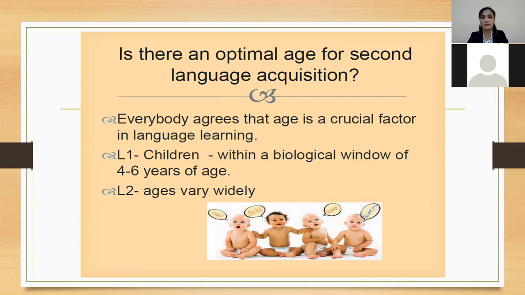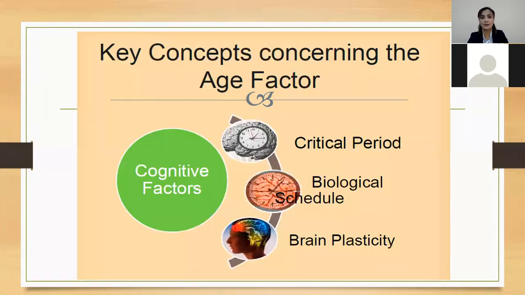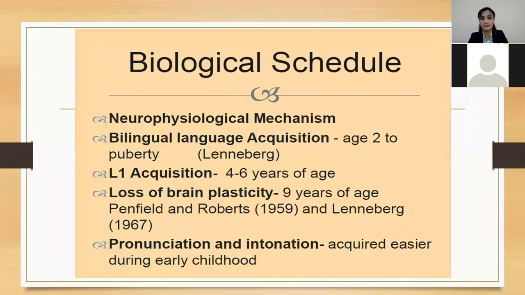Everybody agrees that age is a crucial factor in language learning. First language, children within a biological window of 4 to 6 years of age. Second language, ages vary widely. Key concepts concerning the age factor. If we take cognitive factors, they are critical period, biological schedule, and brain plasticity. Biological schedule, neurophysiological mechanism, bilingual language acquisition.